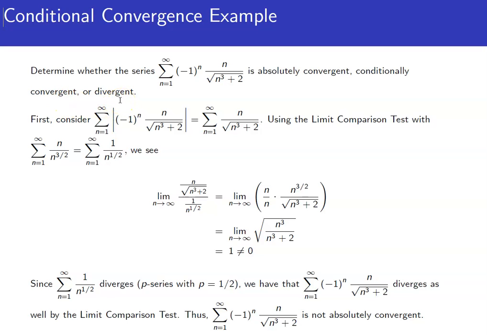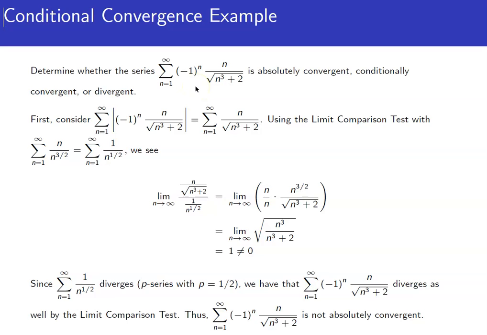In order to have something that's conditionally convergent, we need to have some negative terms. Certainly here we have some negative terms and some positive terms. We need something that's alternating.